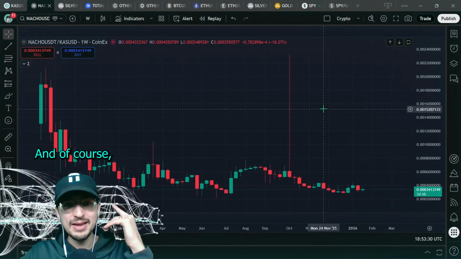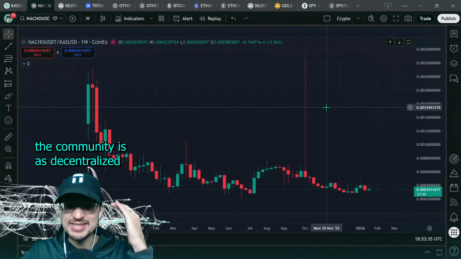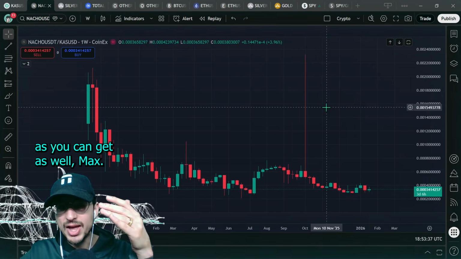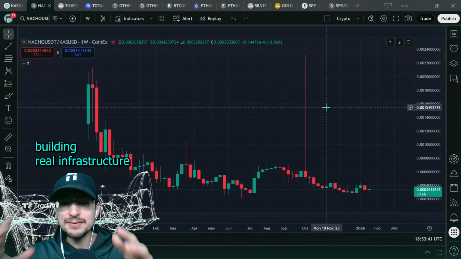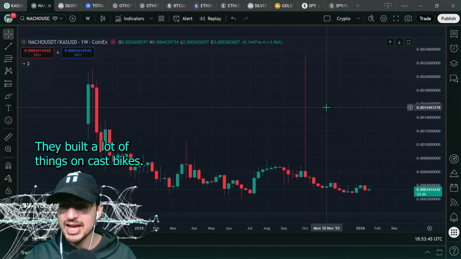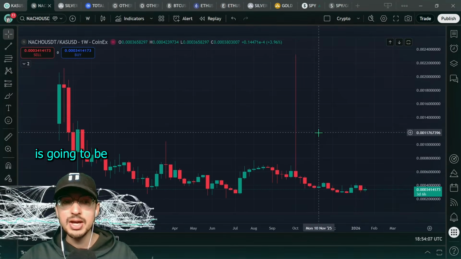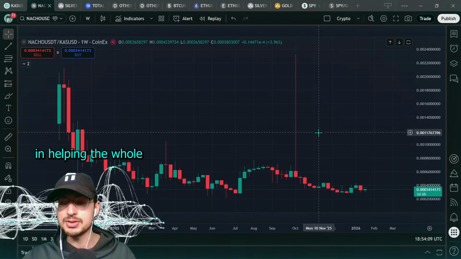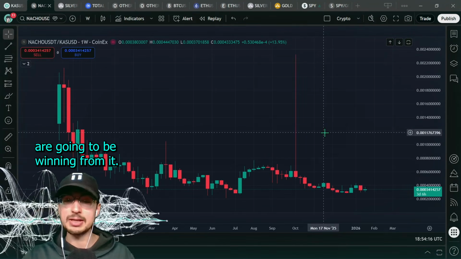And of course, maximize your exposure with Nacho the Cat. The community is as decentralized as you can get as well. Max decentralization as a meme coin, building real infrastructure, and it's building with Igra Labs as well. They built a lot of things on Kasplex. Now they're building also on Igra Labs. And there's some massive teaser out there of how Nacho is going to be integrating with Igra Labs and helping the whole system over there, and how Nacho holders are going to be winning from it.